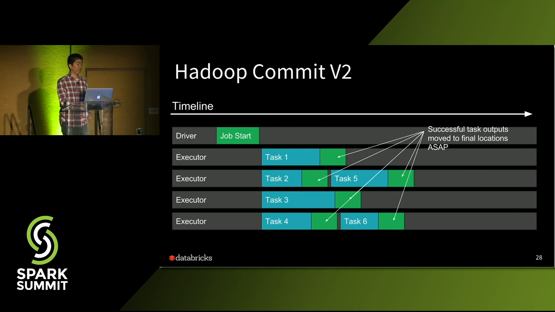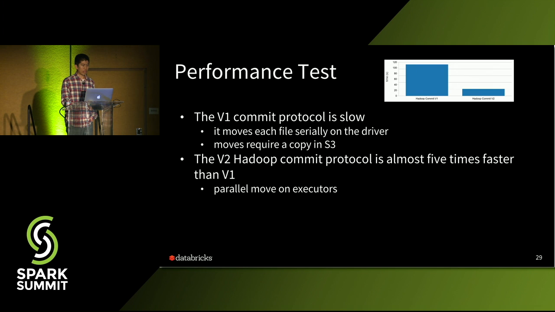On the other hand, the V2 commit protocol is implemented by moving the files to their final locations as soon as the tasks complete. So the Spark executors are going to be moving those files in parallel, which amortizes the copying cost. So we saw that the V1 commit protocol is slow. This is because it's copying files serially on the driver. And the V2 commit protocol is almost 5 times faster in this benchmark.